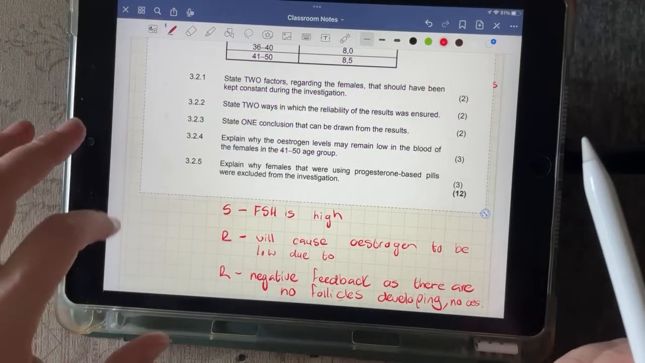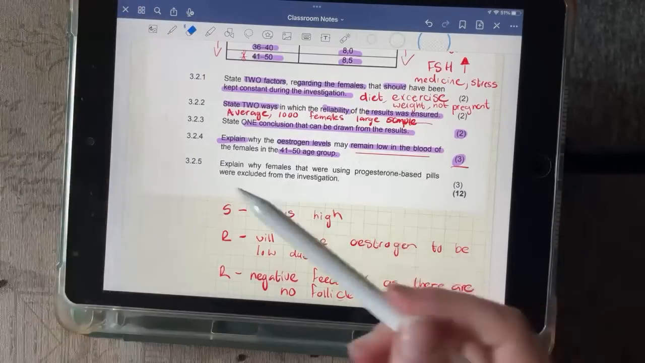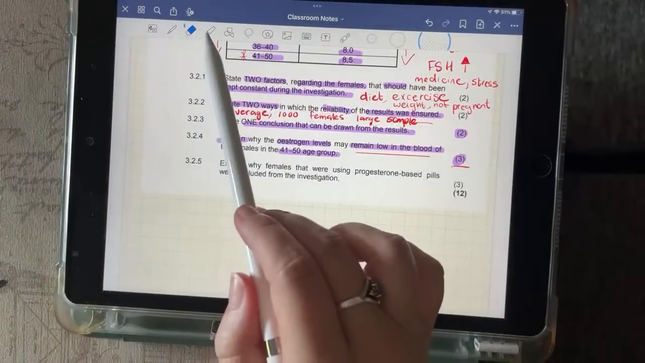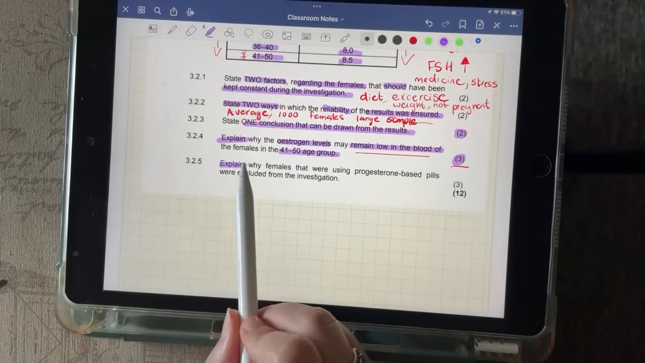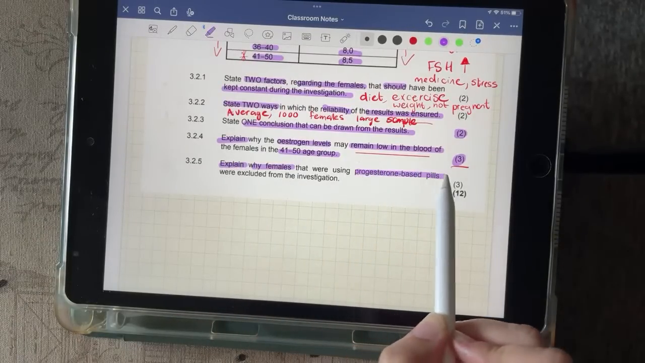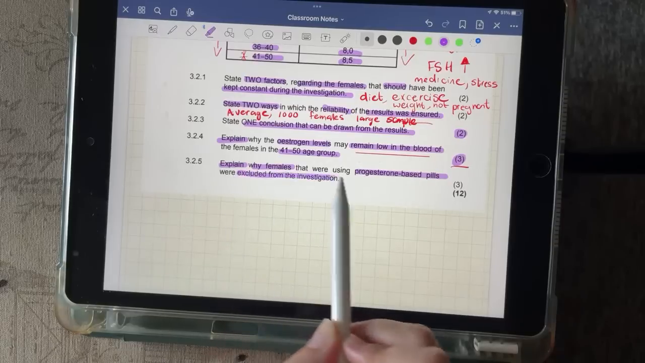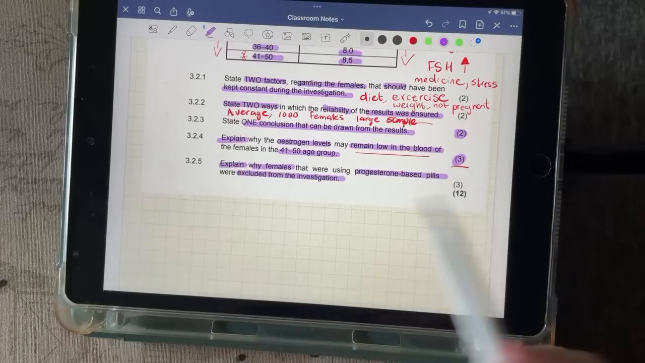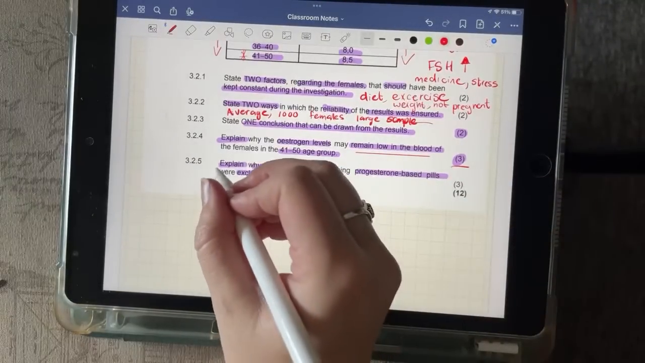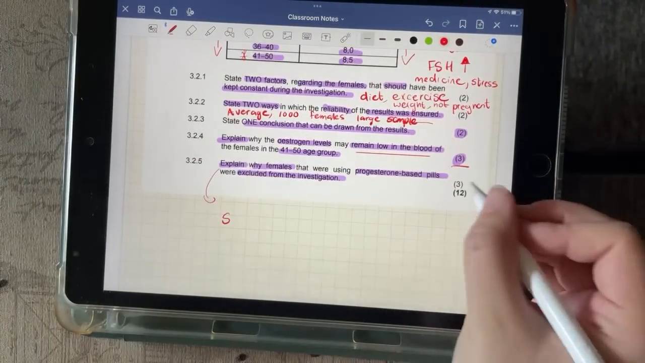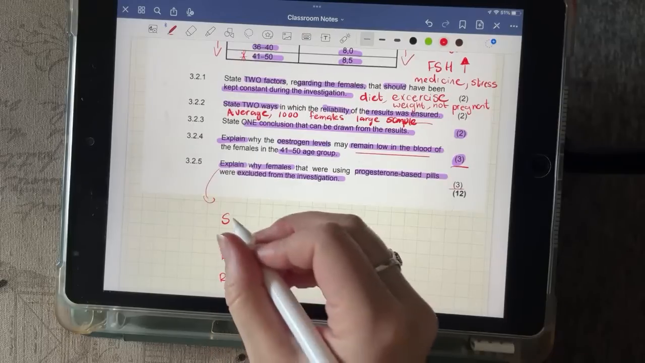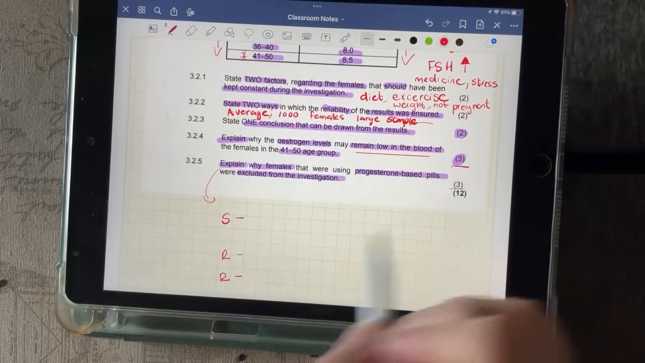Let's do the last question. I'm just going to get rid of this bit here. Right. 3.2.5. Explain why females that were using progesterone-based pills were excluded from this. Okay, so why did we exclude them? Well, and it's for 3 marks, remember? So, statement, and now 2 reasons. Why would we exclude women from progesterone pills?